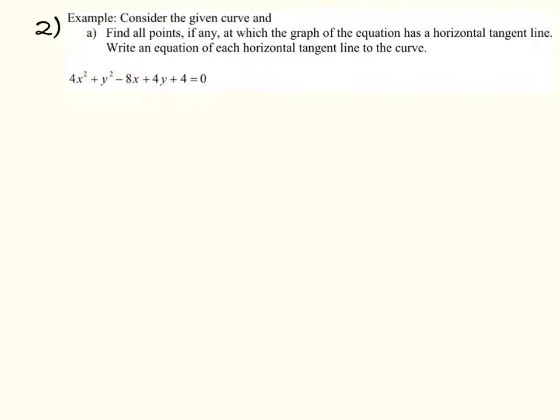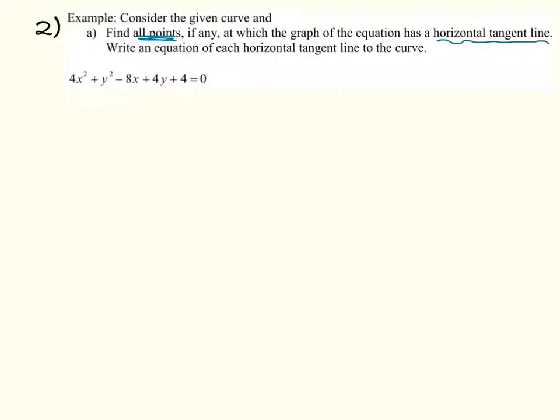Okay, so if we look at this next question, this would be a classic AP type question. Consider the given curve and find all points. So be careful there, you notice all points. That means there may be more than one, if any, so there might not be any, at which the graph of the equation has a horizontal tangent line.